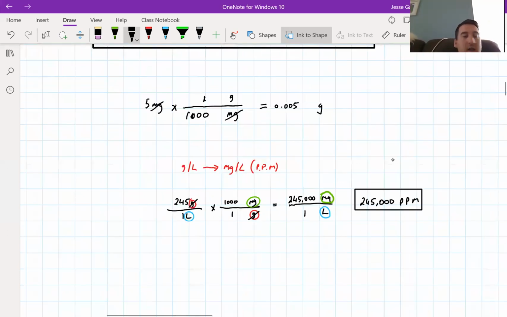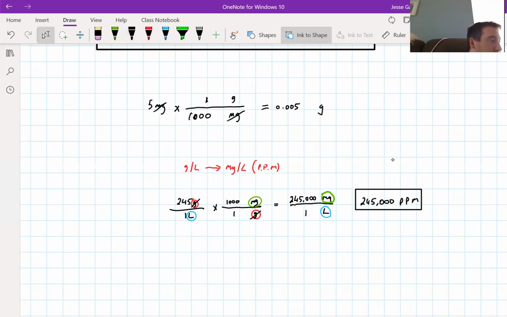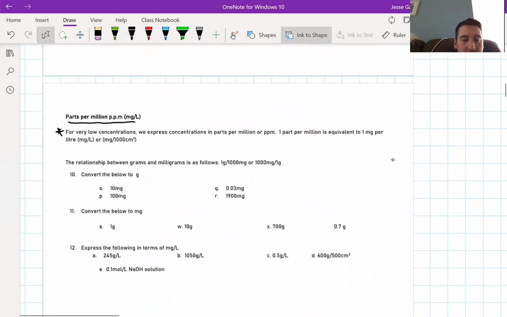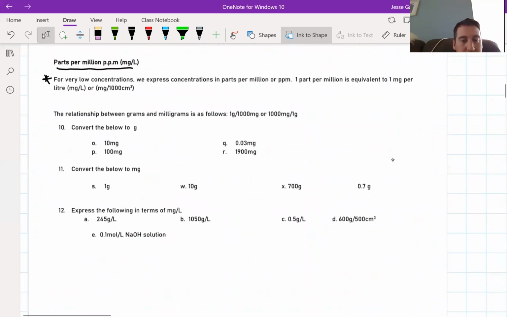Okay, so now that we've done one of them, you should be able to do all of these, I think. It says here, express each of the following in terms of milligrams per liter, and then please write them as ppm, because that's the practice to get into. We do need to link together the idea that milligrams per liter and ppm are the same thing. So pause the video and have a go at them.